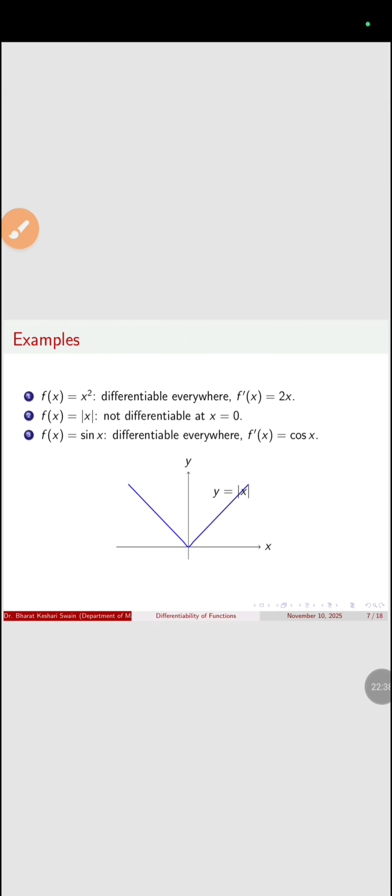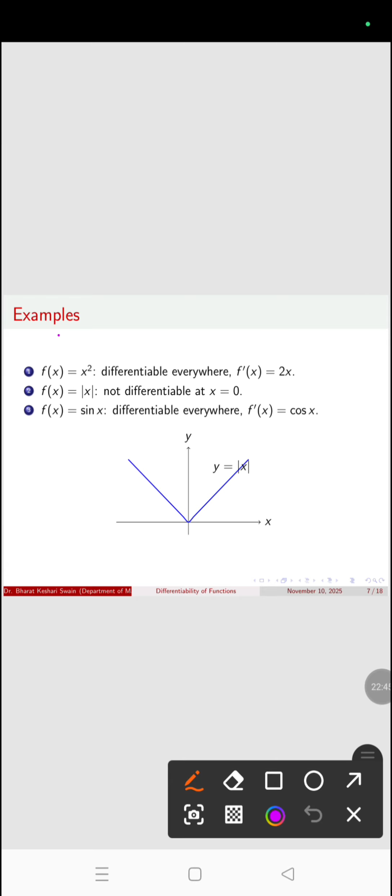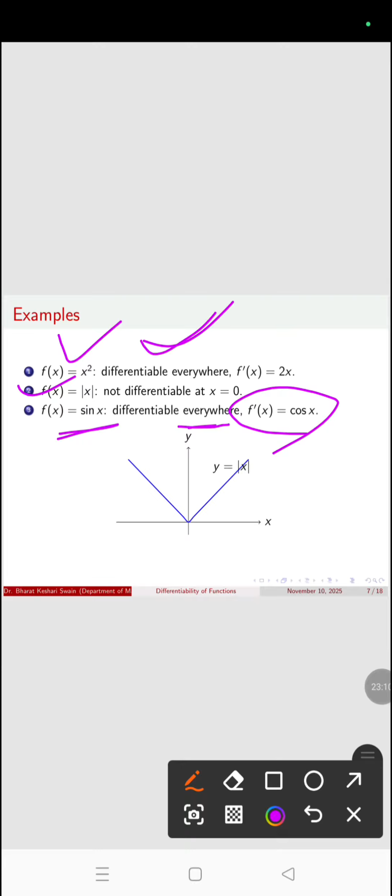So come to the next slide. These are some examples. You can check whether a function is differentiable. f(x) equal to x square, we have checked this question also, and the function sin x. If it is sin x, then f dash x is equal to cos x. It is differentiable. You can also find your LHD and RHD at that point, and you can check at any point. Everywhere it is differentiable. Similarly, f(x) equal to x square is differentiable everywhere.